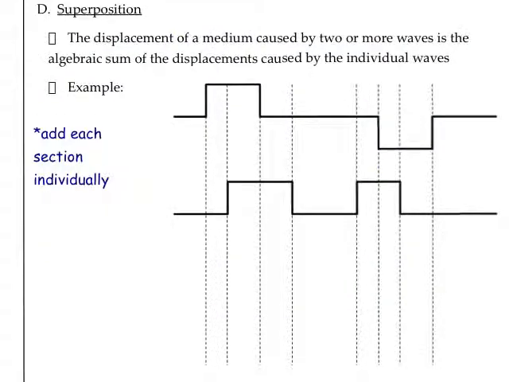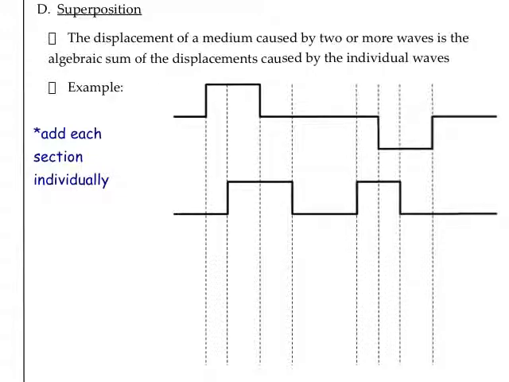The next thing we're going to do is called superposition. I went ahead and included the definition for you. It's right here. The displacement of a medium caused by two or more waves is the algebraic sum of the displacements caused by the individual waves. Simply put, this means add the amplitudes of waves together. That's all superposition is. So we're just going to add the amplitudes of each of our waves.